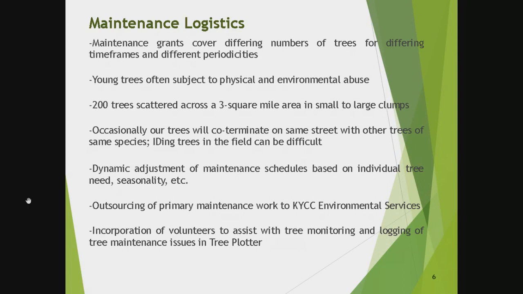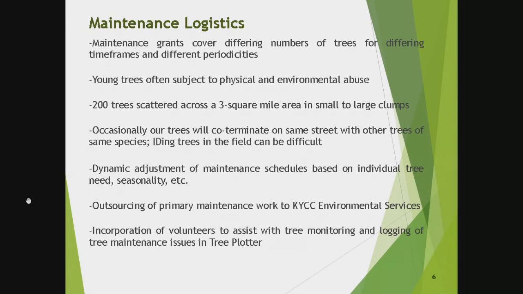We also, as I mentioned before, have a maintenance issue with young trees. They're often subject to physical and environmental abuse in our area. They need to be tended to very regularly in the first 2 or 3 years of their lives, or else they will not survive. Another issue is that our trees are scattered across a 3 to 4 square mile area, but they're in small to large clumps. So sometimes it's 2 trees, sometimes it's 10 trees.